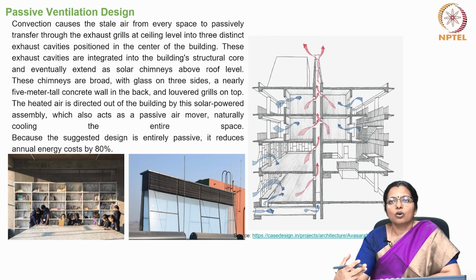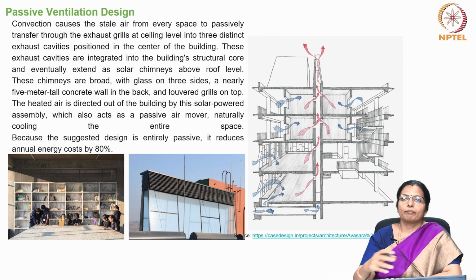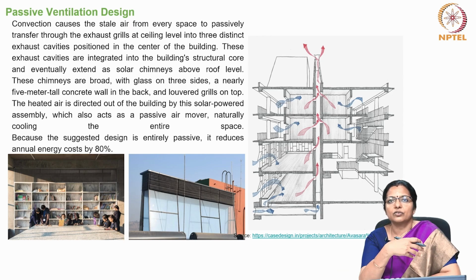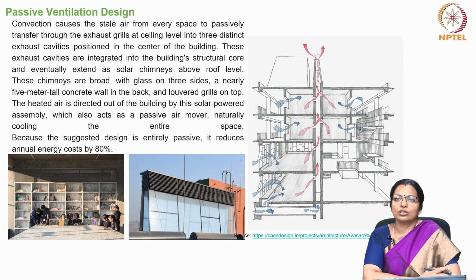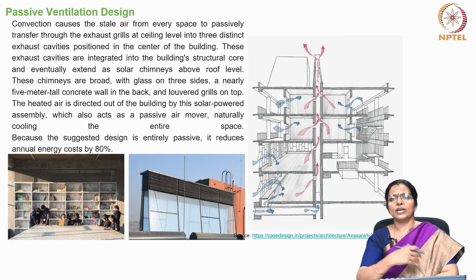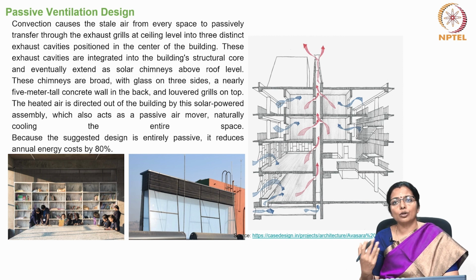So convection causes the stale air from every space to passively transfer through the exhaust grills at ceiling level into three distinct exhaust cavities positioned at the center of the building. These exhaust cavities are integrated into the building's structural core and eventually extend as solar chimneys above the roof level. These chimneys are broad with glass on three sides. A nearly 5-meter tall concrete wall in the back and louvered grills on the top are also placed.